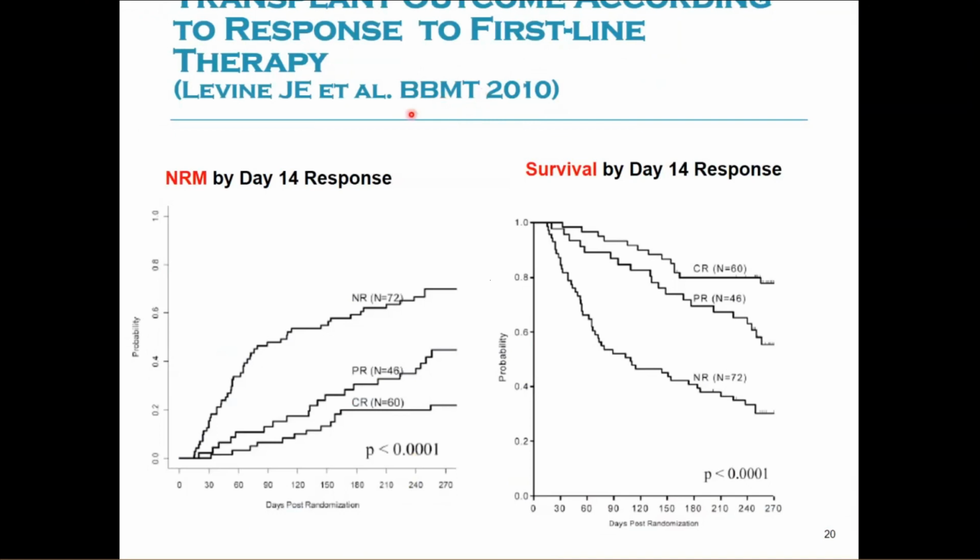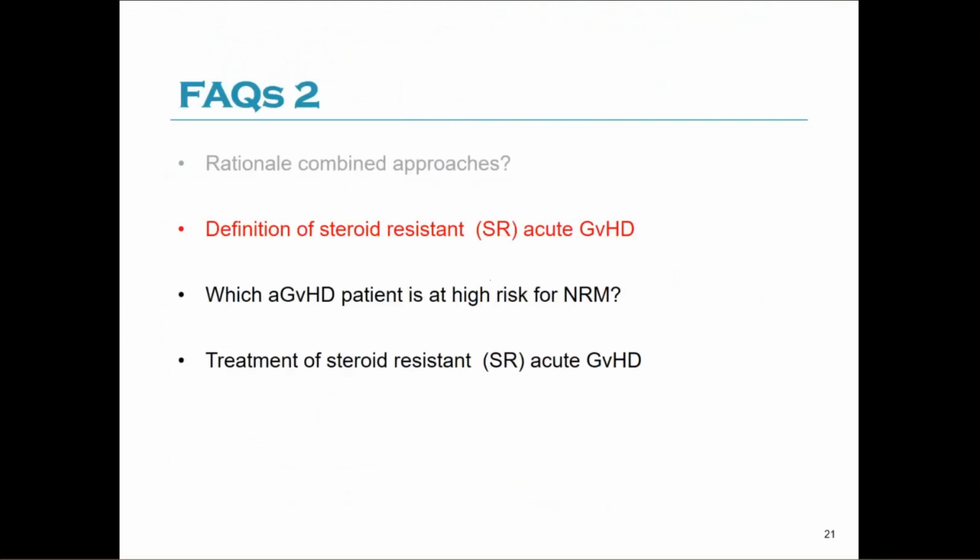John Levine et al. reported in BBMT 2010 very nicely that the response to first-line therapy corresponds with a higher non-relapse mortality and a worse survival. So the next question is, what is the definition of steroid-resistant acute GVHD?